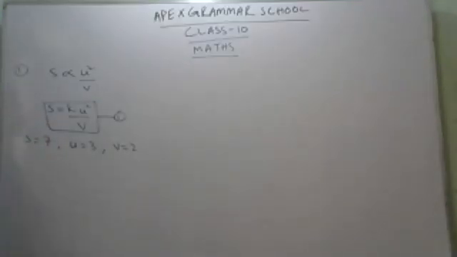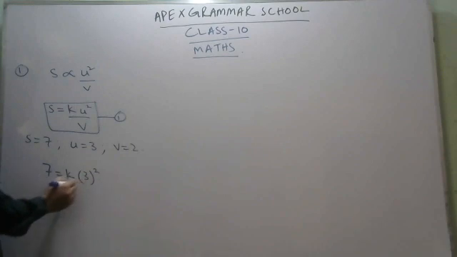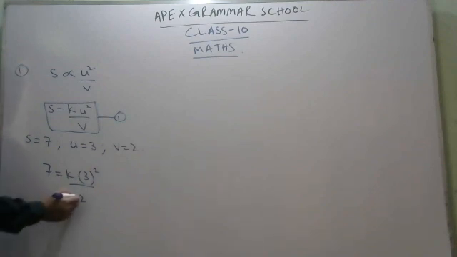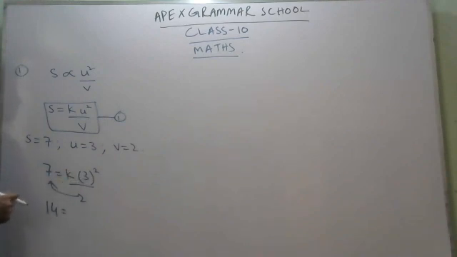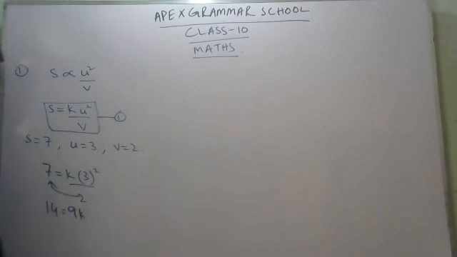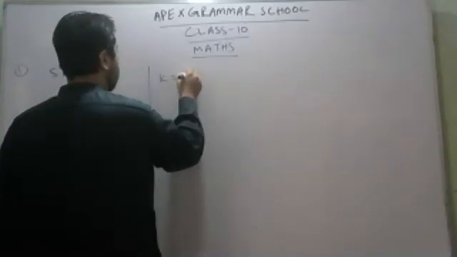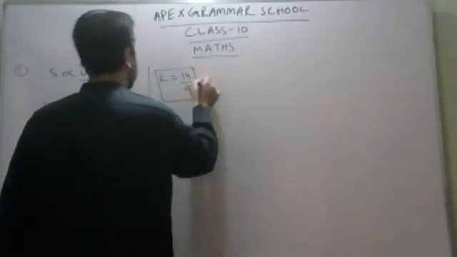So now we can easily find the value of K after putting these values. S is equal to 7, equal to K times U square, meaning 3 square, divided by V, meaning 2. This 2 will multiply with 7. 2 sevens are 14, equal to K multiplied by 3 square. 3 square means 9. So 9K. This 9 is going to divide on the other side. So K is equal to 14 over 9. This is the value of K.